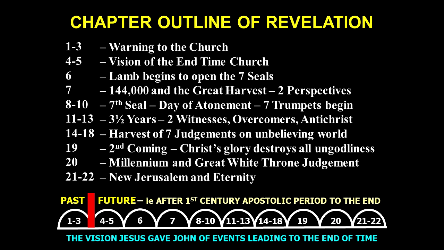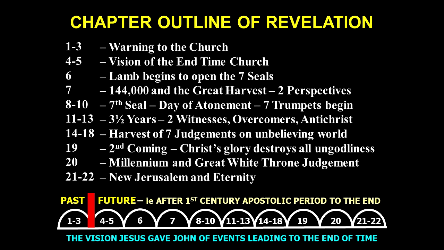In chapter 19, we see the glorious coming of our Lord Jesus Christ, the second coming, and with his glory, he will destroy all ungodliness. In chapter 20, we have the millennium and the great white throne of judgment. What a time that's going to be. Satan will be bound for 1,000 years. The Antichrist and the false prophet are already in the lake of fire. And then in Revelation 21 to 22, the New Jerusalem and eternity.